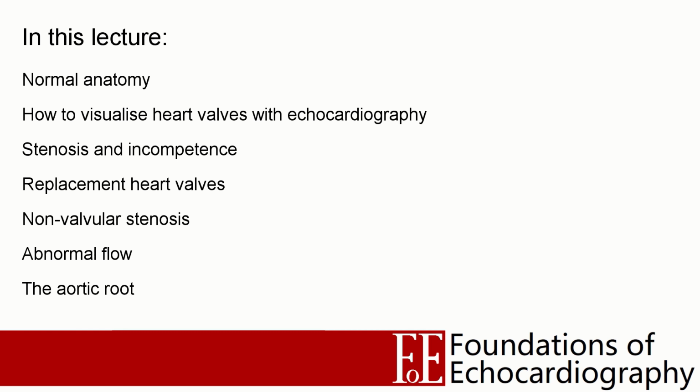We're going to have a look at replacement heart valves and repaired heart valves. We're going to look at other areas where we may see increased velocity with our colour Doppler, so thinking about non-valvular stenosis. We're going to briefly touch on areas where we may notice other abnormal flow when using colour Doppler, so really thinking about shunt lesions there. And then we're going to talk quickly about how to look at the aortic root.